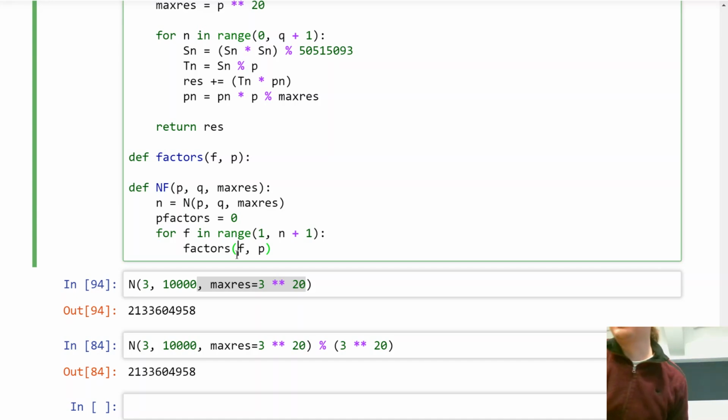Okay. You want the factors of 200 factorial, and you want the number of factors of 3 in it. Yes. You do 200 divided by 3. Yes. You get 66.